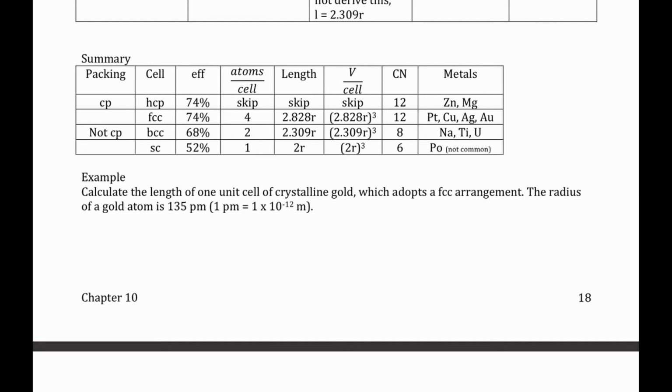So here's a problem that I think you can do. Calculate the length of 1 unit cell of crystalline gold. Gold adopts the FCC arrangement. The radius of the gold atom is 135 picometers, and we're told that 1 picometer is 1 times 10 to the minus 12 meter. So you actually don't need that conversion, but just so that you would know what it is, because you will need that conversion in the future. So you can calculate from the radius the length of 1 unit cell, since you know the radius and you know that its unit cell is FCC.